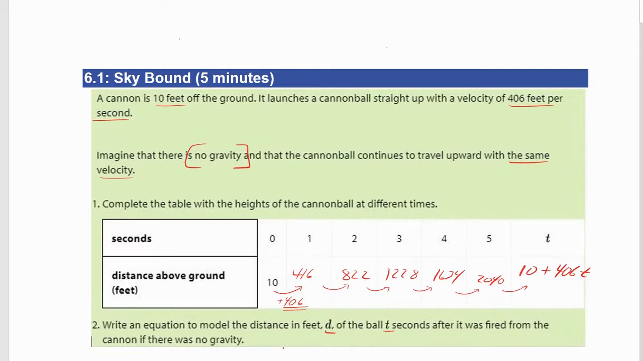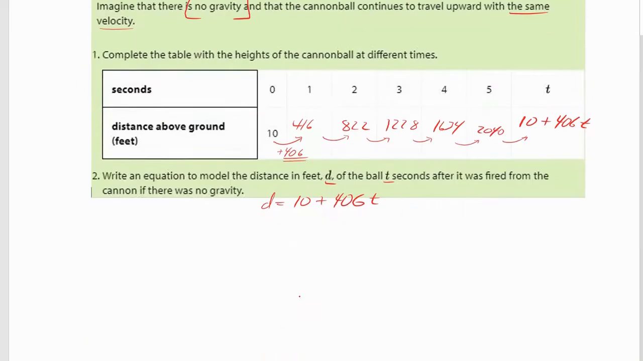All right, hopefully you pressed pause and tried creating your own equation. You should get d equals 10, for your initial height of when the cannon was fired, plus 406 per second, which is in terms of t. So if you got that, good job. All right, moving on.